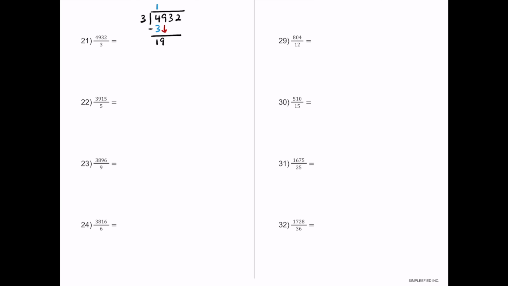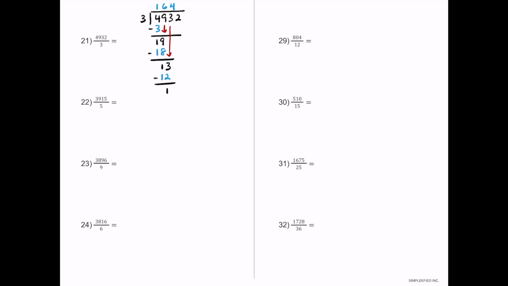So 3 into 19, that's going to be 6, because 3 times 6 is 18. Go ahead and subtract. We're off by 1. Then we're going to bring down this 3. So now this is going to be a 13 down here. 3 times 4 is going to be 12. And so we're going to be off by 1.